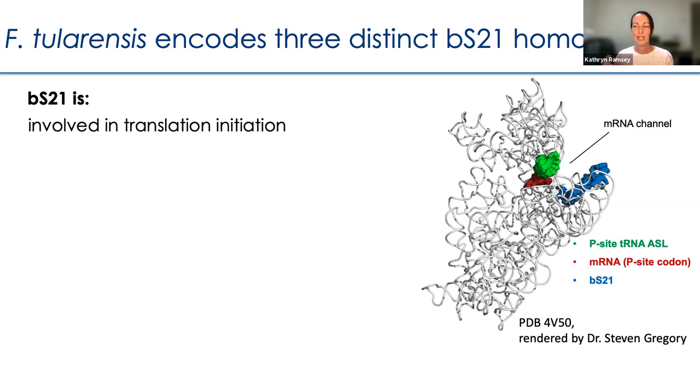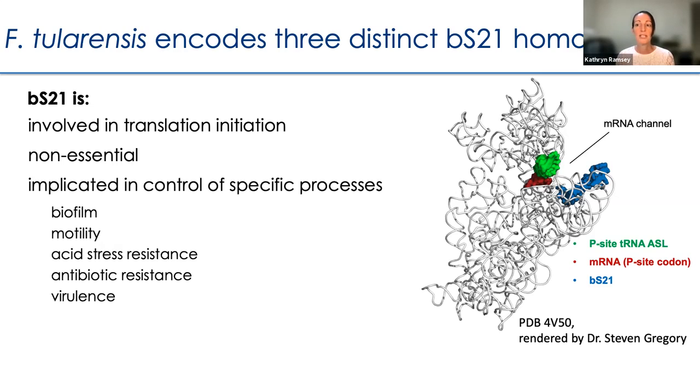So it's in the right spot to be controlling translation initiation, and folks have found that it is important for translation initiation. It doesn't seem to be essential. There are a number of organisms that actually don't even encode BS21 homologs, but in those organisms that do encode it, there are specific phenotypes when it's disrupted. So in Bacillus subtilis, you see changes in motility and biofilm formation. In Listeria monocytogenes, we see differences in acid stress resistance. There are differences in antibiotic resistance in Staph aureus, and in Francisella tularensis and Burkholderia pseudomallei, it's been implicated in virulence.